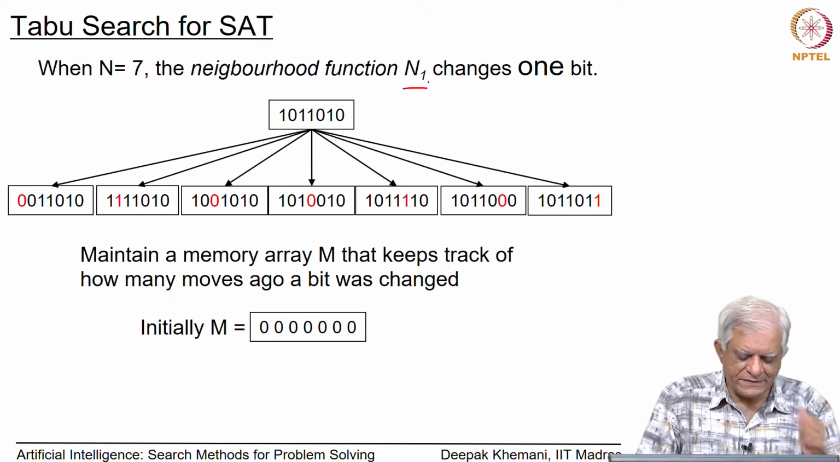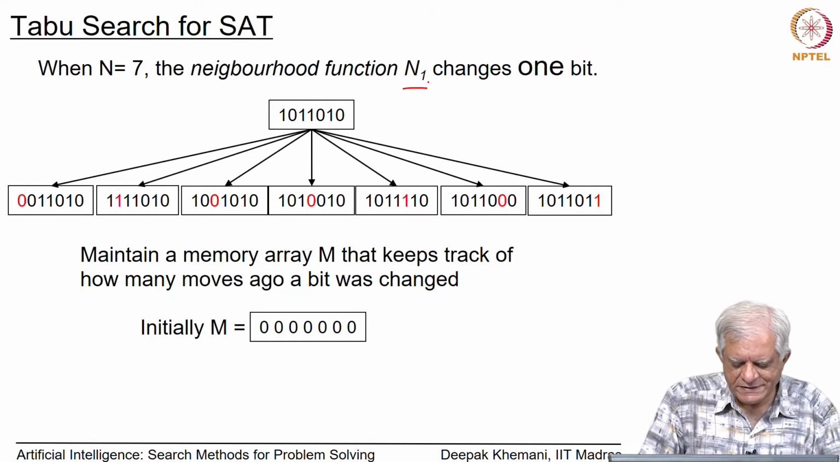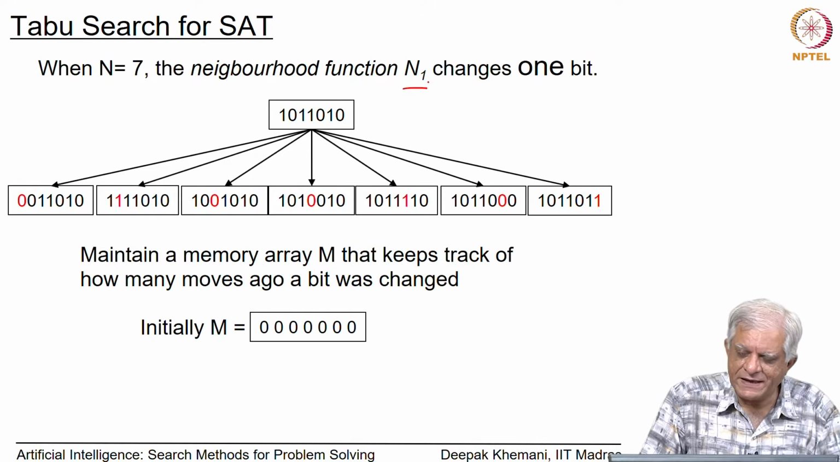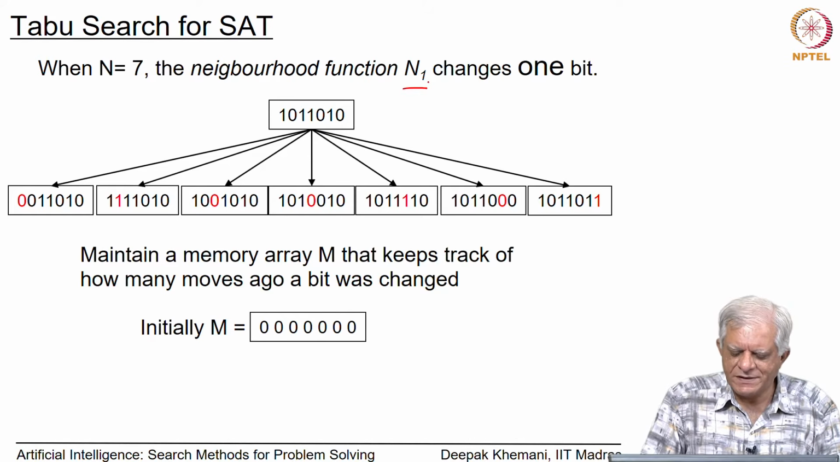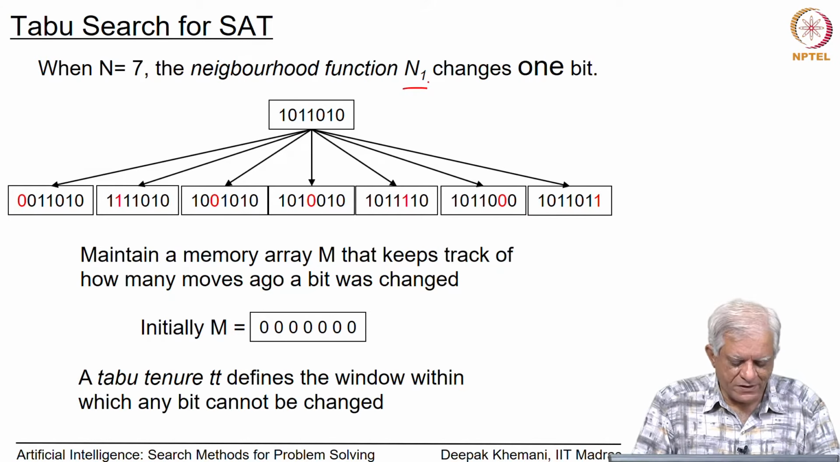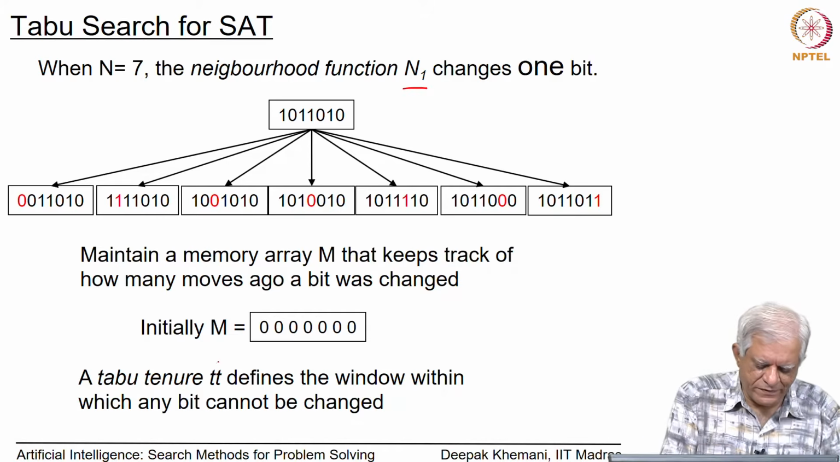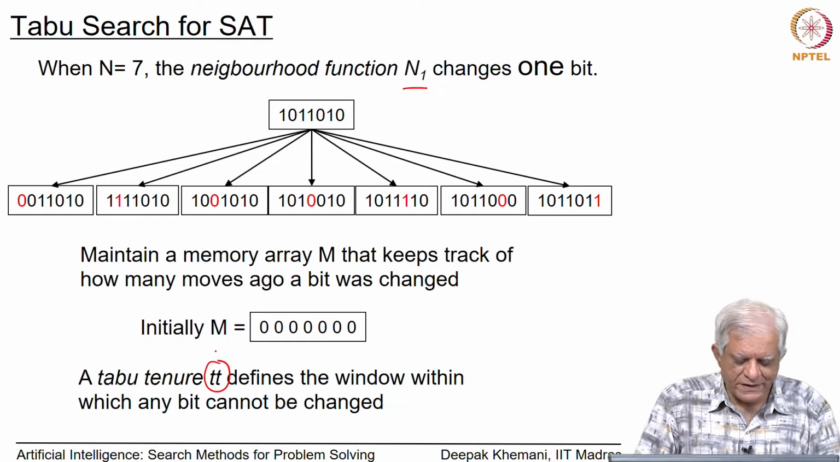And we initialize the array to 0, which says that essentially what this array M tells you is for how many moves you cannot change a particular bit. And when we start off M is equal to 0, which means you can change all the bits, but as we change bits we will mark them as saying that no, you can't change this bit in the near future. This notion of near future is captured by something called taboo tenure, for which we often use the variable TT, and it defines a window within which a bit cannot be changed.